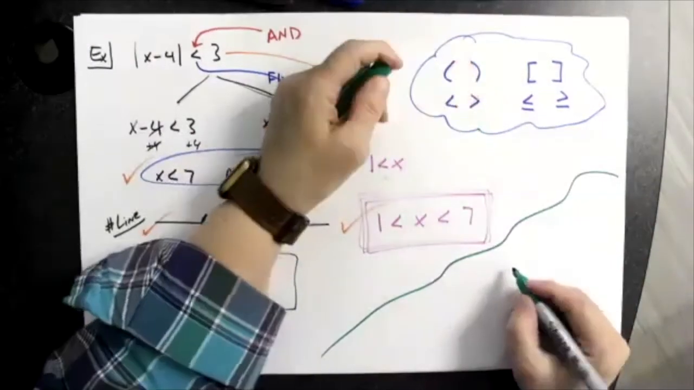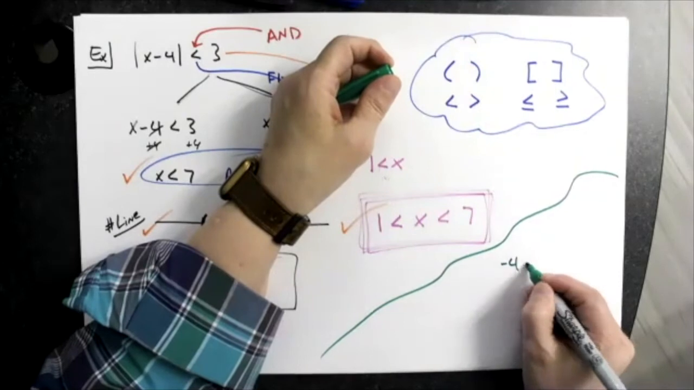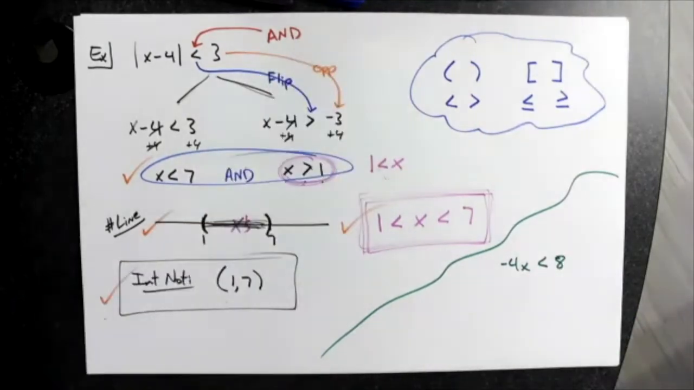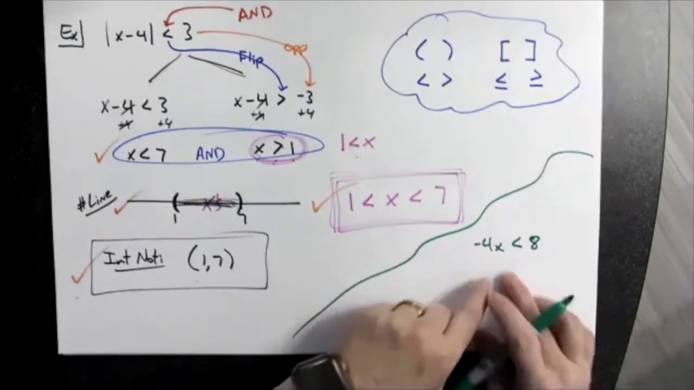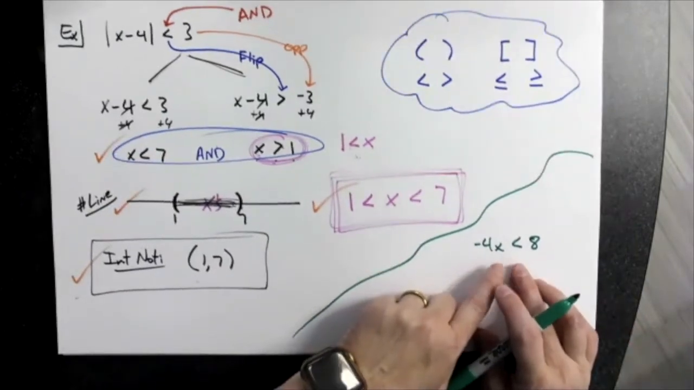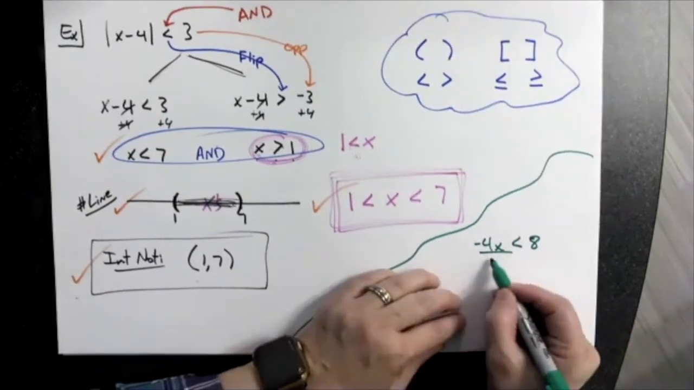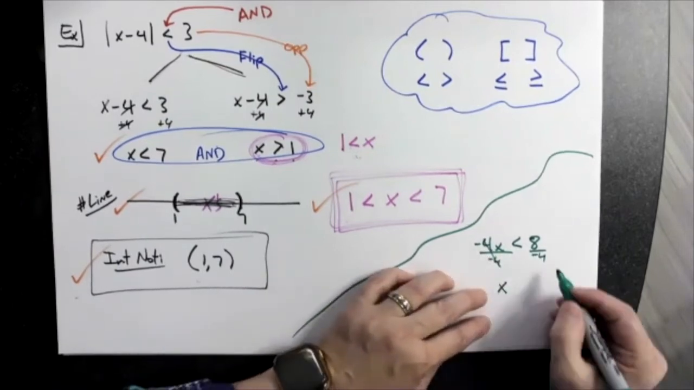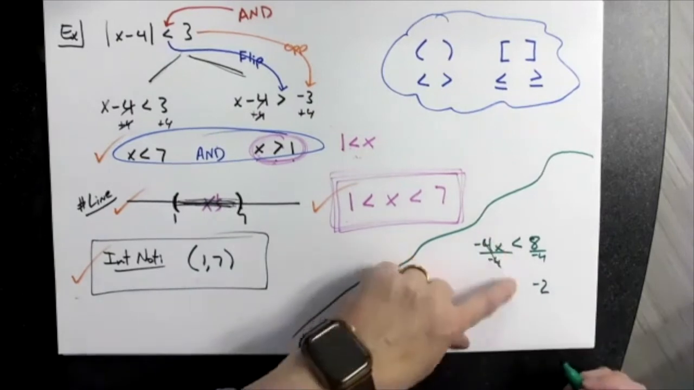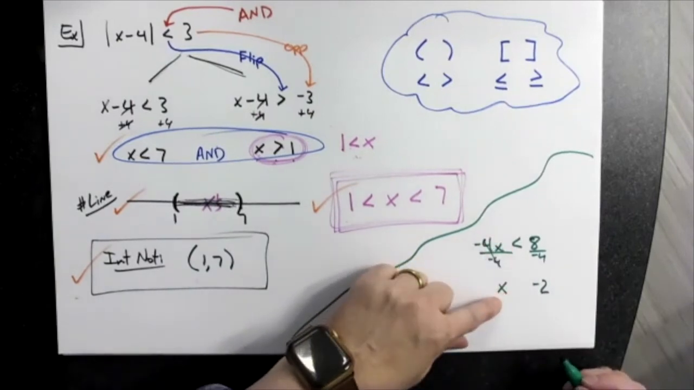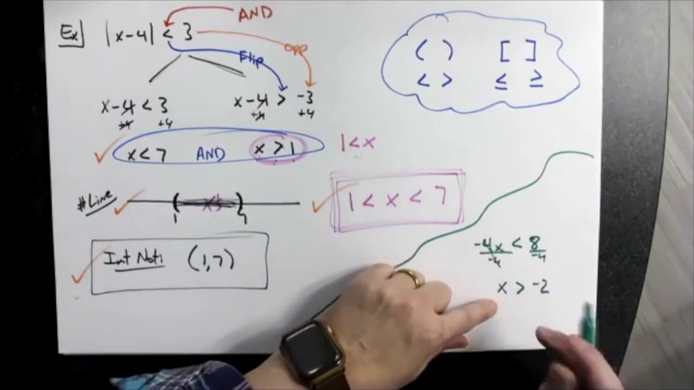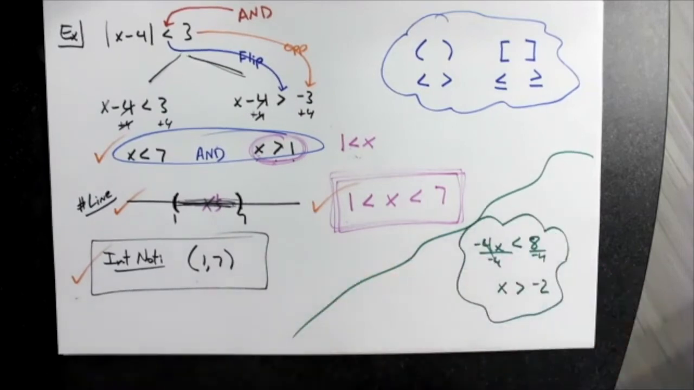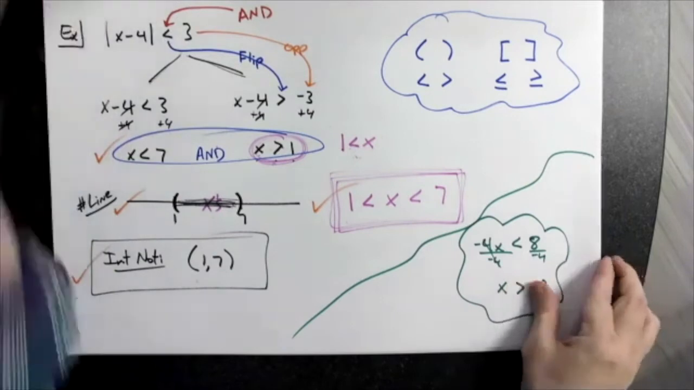All right, if I had negative 4x is less than 8, this is just like an inequality. You would divide both sides by negative 4, right? So I divide by negative 4, I would have x, and I would have a negative 2 over here. What would I do to that inequality symbol? Flip it. Okay, so we know that. I just want to make sure we already know that, because that's going to come in handy. We're going to have to know that.